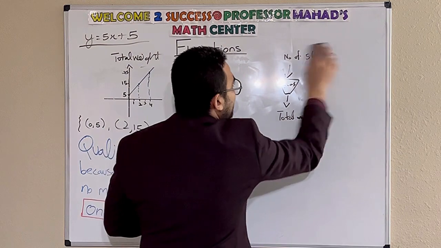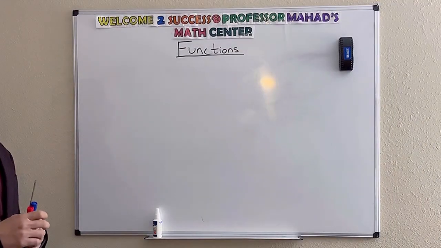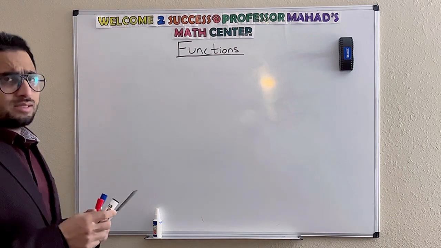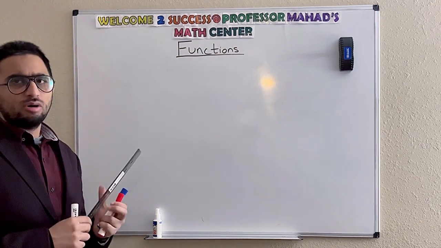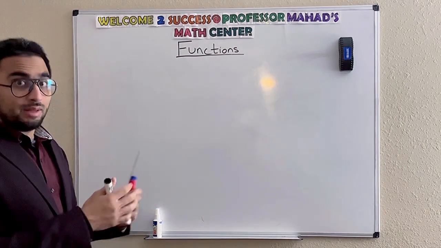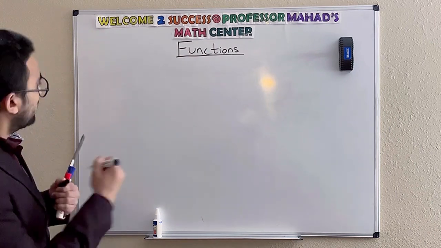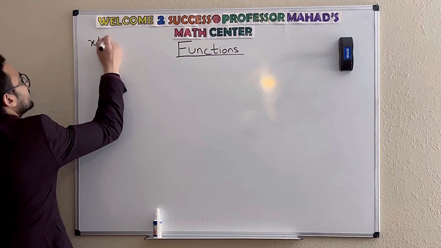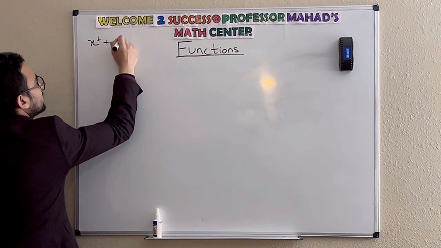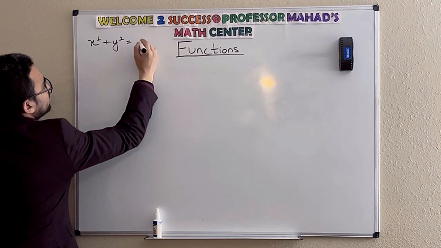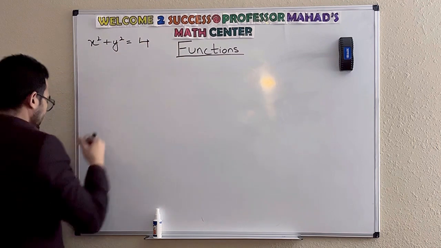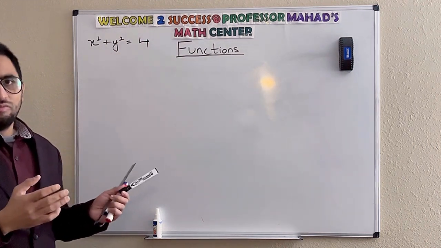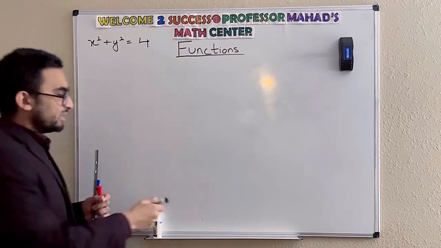I hope that's clear. So let's come to the next example and again analyze whether we can call it a function or not. Let's say we have x squared plus y squared is equal to 4. Okay, it's always interesting to visualize it graphically.